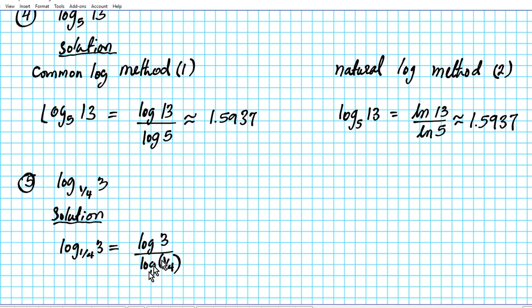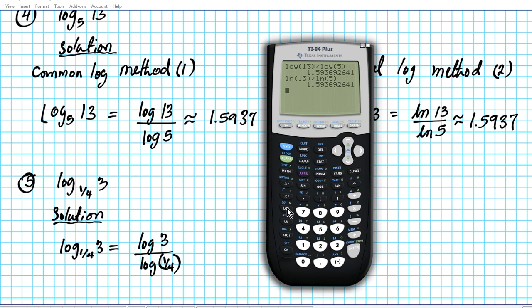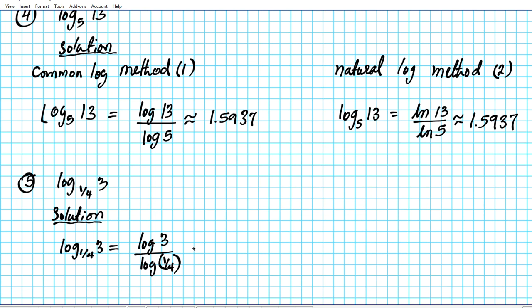Okay? So we just put that into the calculator and get what the answer is. So we have log of 3 divided by log of 1/4, or 0.25. And your answer is negative 0.7925 to 4 decimal places. Alright, so this is approximately negative 0.7925.